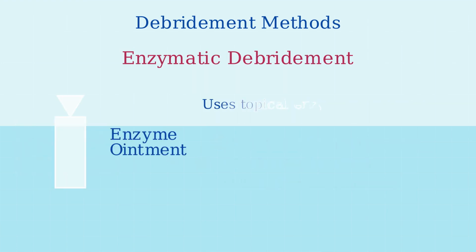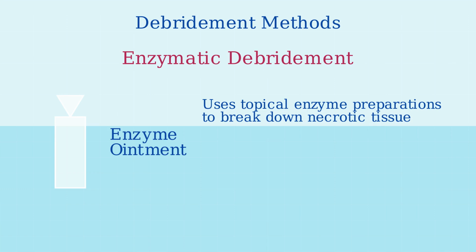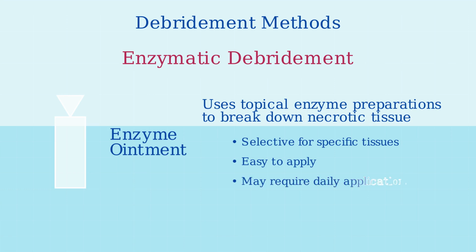Enzymatic debridement uses topical enzyme preparations to break down specific components of necrotic tissue. These preparations are selective for certain tissue types and are easy to apply, making them useful for patients who cannot tolerate other debridement methods. However, enzymatic debridement may require daily applications and can be more expensive than other options.